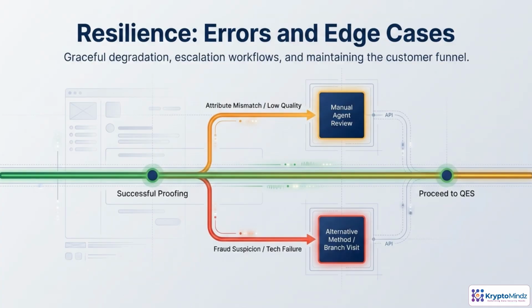In a real eIDAS onboarding flow, the happy path is only half the story. You also need clear routes for when proofing isn't good enough, or when something looks risky or simply breaks. One branch is quality-based. Maybe attributes don't match, or images are blurry. Those cases can go to manual review. Another branch is risk-based, fraud suspicion or technical failure. That should trigger alternative methods, like a different provider or even a branch visit, instead of simply dropping the customer.